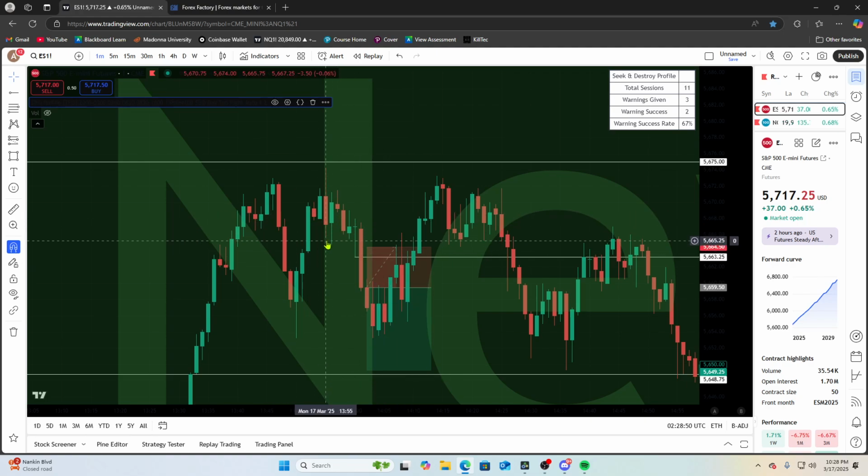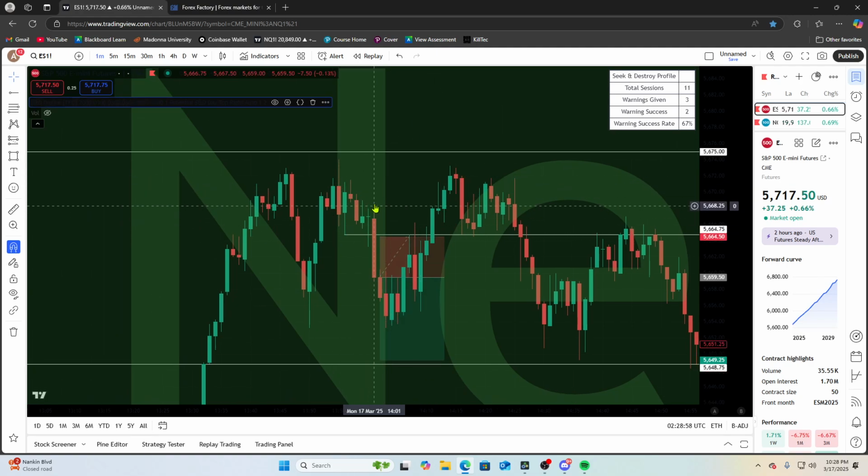We got a market structure shift to the downside. So this low right here, we got a complete closure. You could say this low. It actually was this low, actually not that low. So we had this market structure shift.